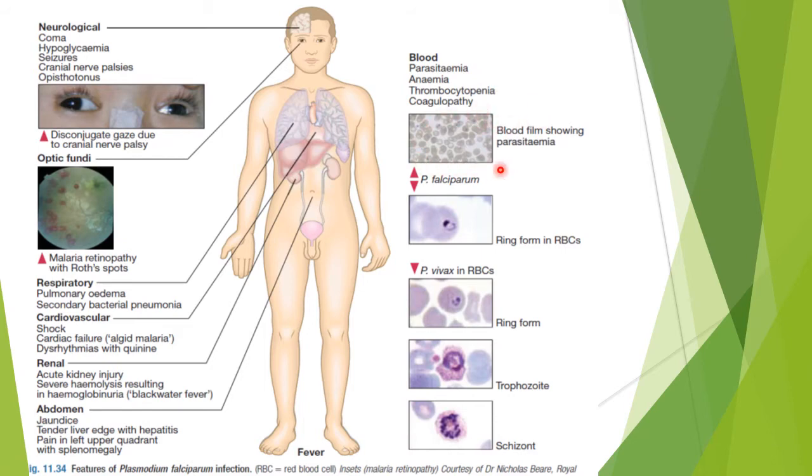This is the blood film showing parasitemia. This is the ring form in the RBC. And these three pictures are of Plasmodium vivax infection. The ring form in the RBC, the trophozoite stage, and the schizont stage.